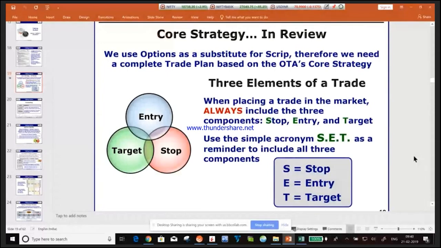Core strategy in review. We use options as a substitute for the script, therefore we need a complete trade plan based on OTA's core strategy. So OTA's core strategy will give us three basic elements: stop, entry, target. What it gives you is the action that you're going to do, buy or sell, and then the trade parameters like entry, stop, target, and position size. This is what you get from the core strategy. Everybody okay with this? Simple.